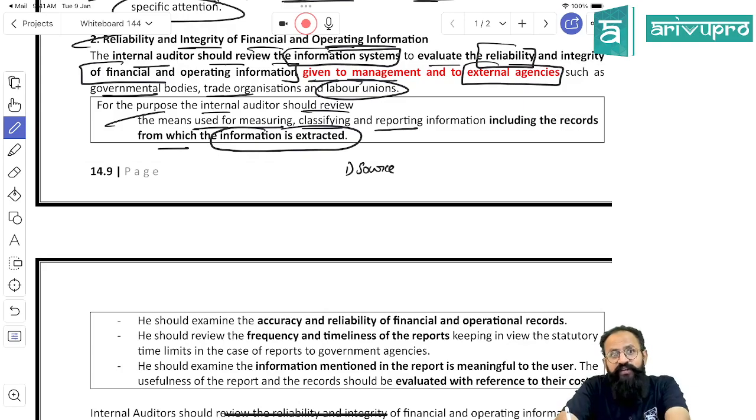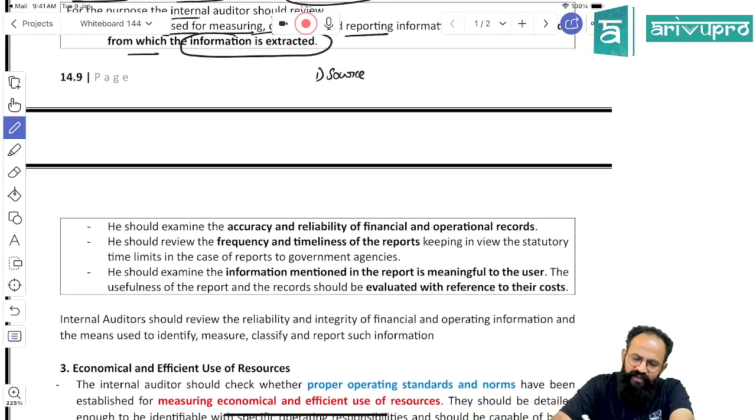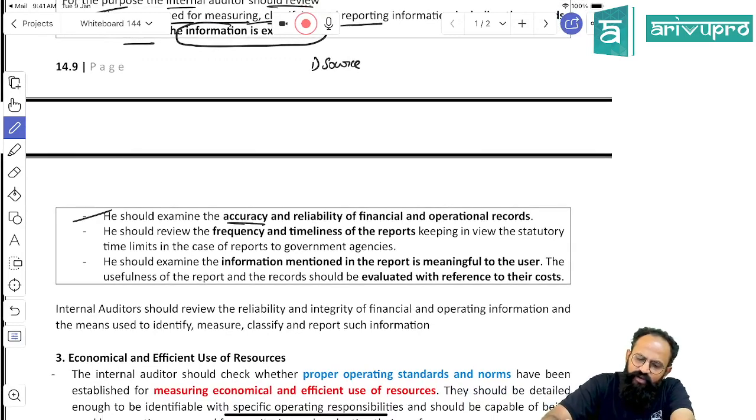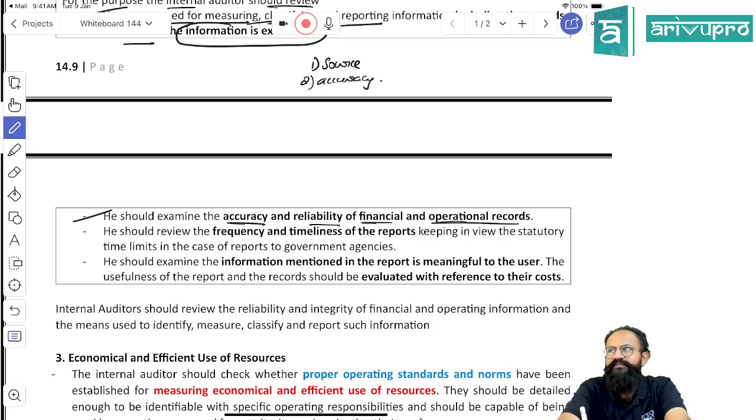Now from where did you get it? If the source is good, the information will be good. Okay, next one. He should examine the accuracy and reliability of financial and operational records. Now what I am doing, I am examining the accuracy. And how is that? You can actually do some test audit.